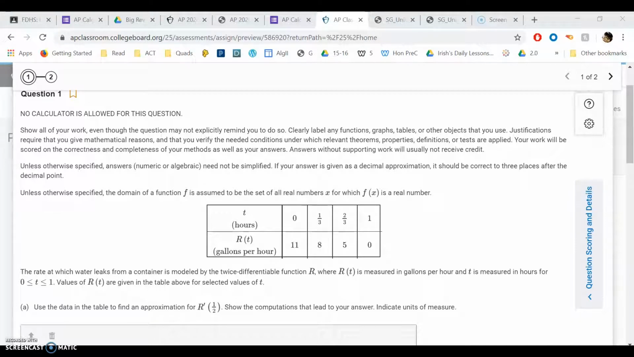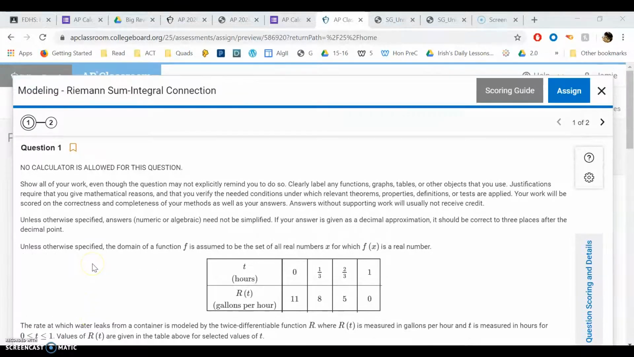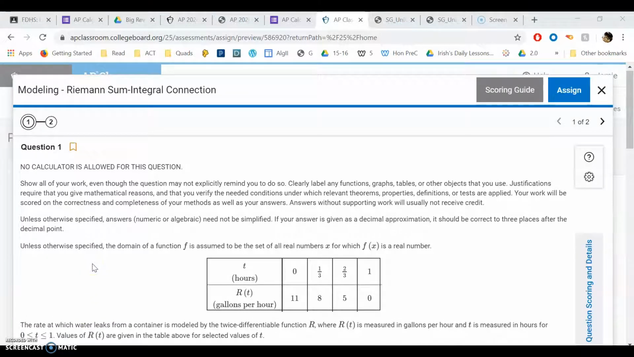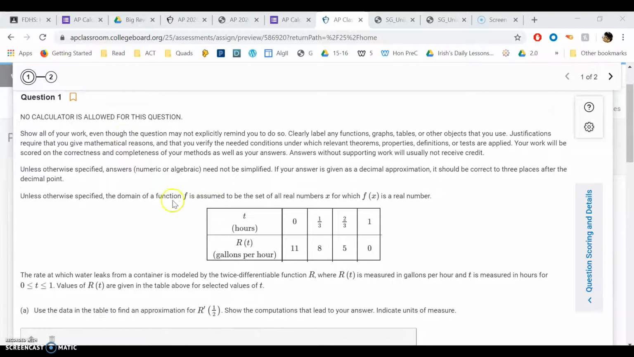Okay, so we are going to do some Riemann sums. A lot of people asked for this review, and this is good because it's the Riemann sum integral connection. No calculator allowed. So we have this chart right here: t in hours and r of t in gallons per hour.